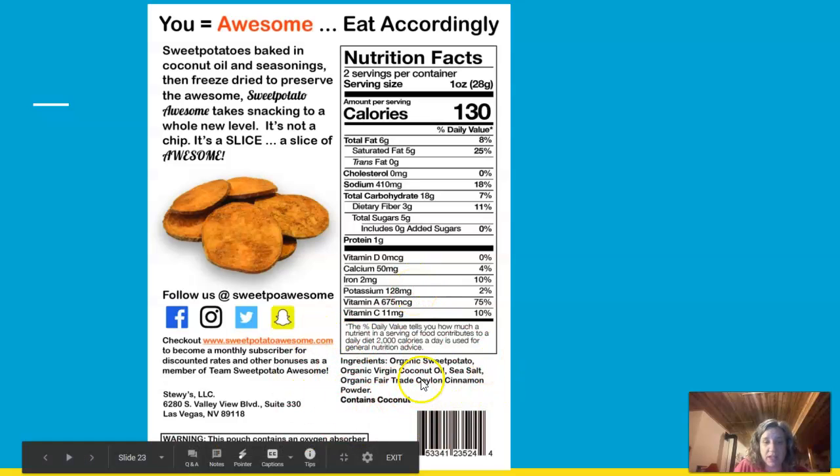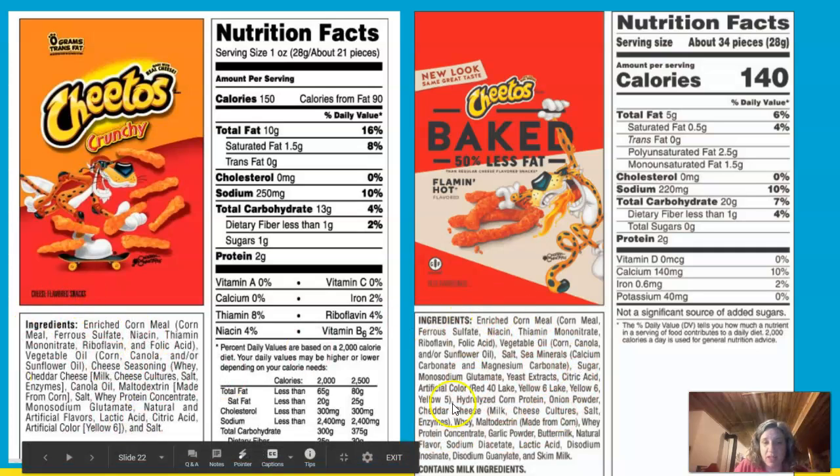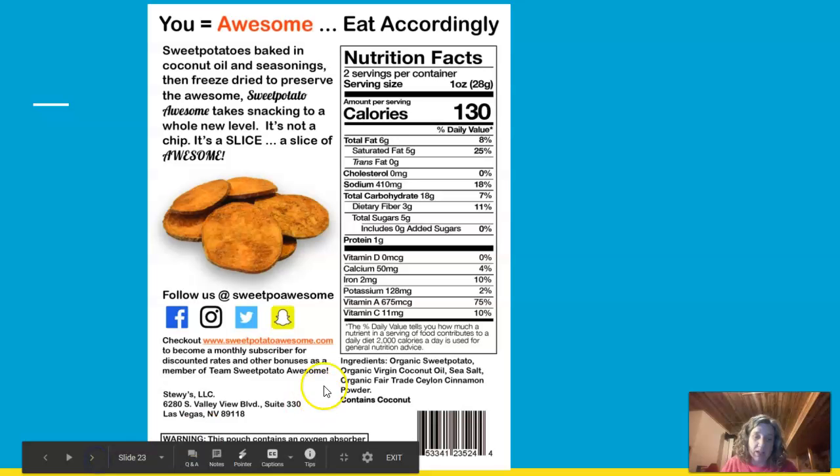Also look at the ingredients here. You have organic sweet potatoes, organic virgin coconut oil, sea salt, organic fair trade cinnamon powder. So not very many ingredients. Let's look back at the Cheetos and look at all the ingredients. Here, quite a bit more ingredients. Some a lot harder to pronounce and understand. So what are all those other weird ingredients in there? Are they good for you, or are they healthy for you? Or is it better to eat something with a lot less ingredients?